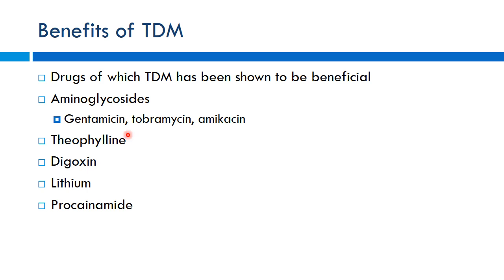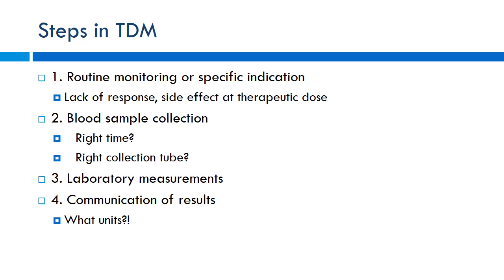But again, levels are for drugs where we've been able to show benefits, things like the aminoglycosides for sure. We don't really use theophylline too much anymore, but it's an old school asthma medication. Digoxin, lithium, these are all things we'll do routine measurements on because we know them to be a cost-effective sort of measure. Okay.